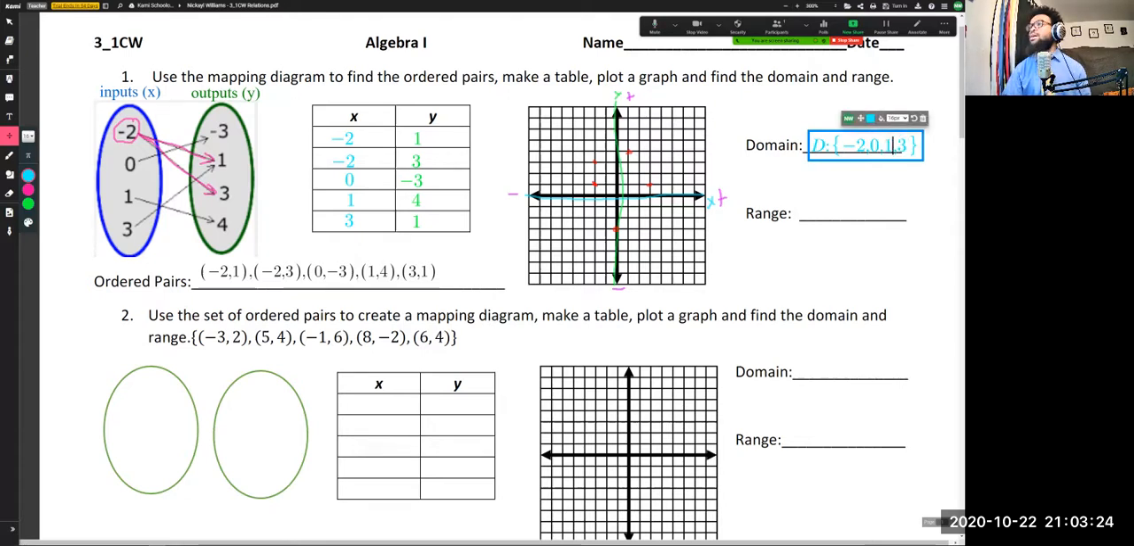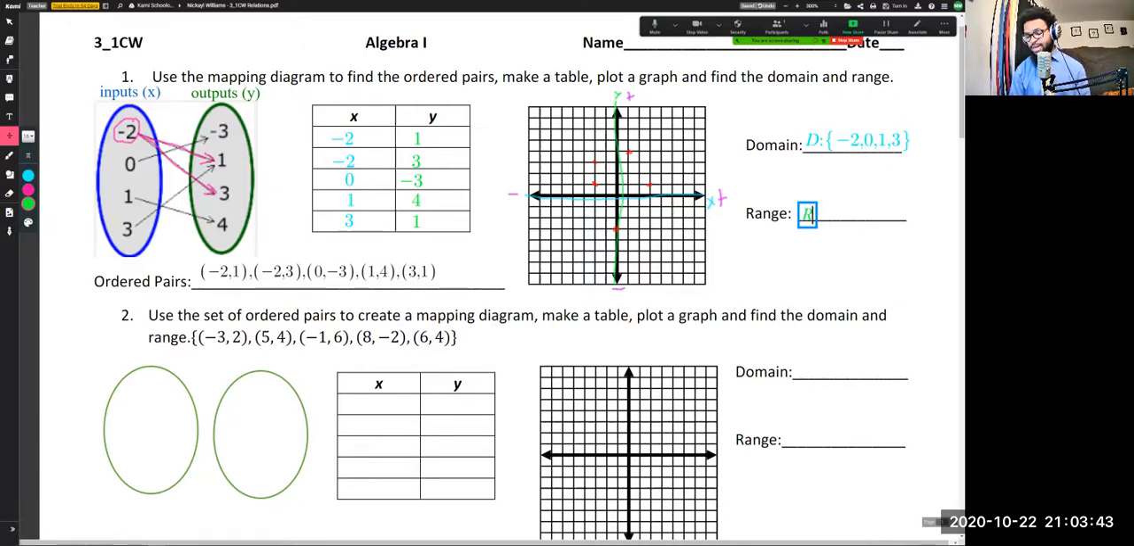I forgot my one. There we go. So I'm going to close my brace, and there we are. We have our domain written. And now let's write our range. Let's change colors there. Once again, we can look right at our mapping diagram, and our range is already listed out. This is -3, 1, 3, 4.